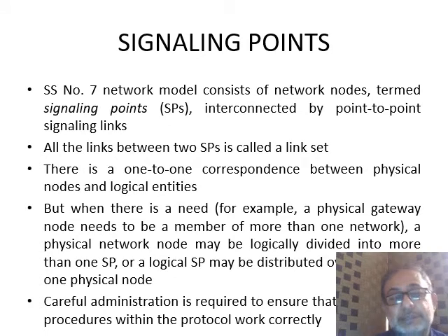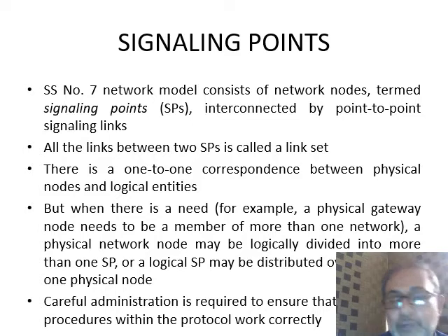What are the main parts of this signaling system number 7? The first part is the signaling point. All the telephone exchanges have a mapping on a particular signaling point, and multiple signaling points are interconnected through links, and the set of all the links which connect up a pair of signaling points is called a link set.